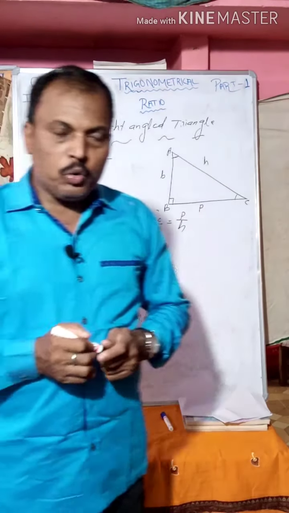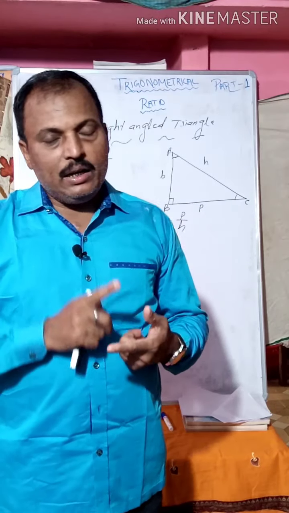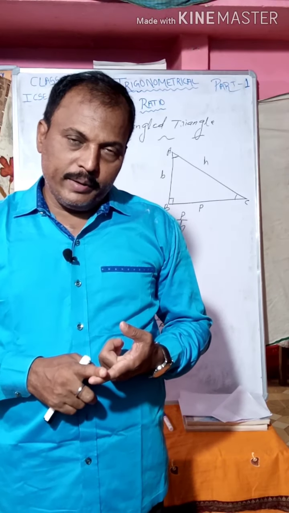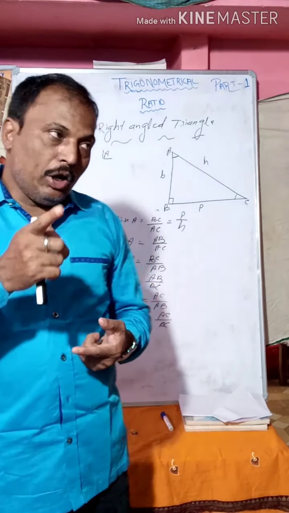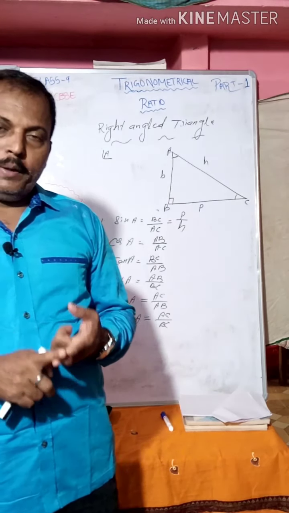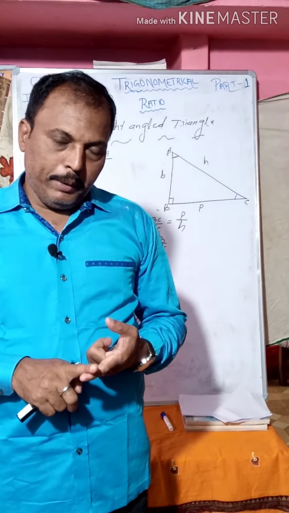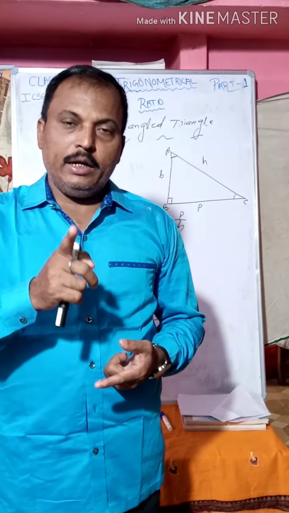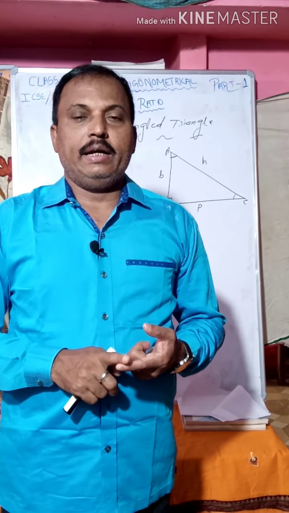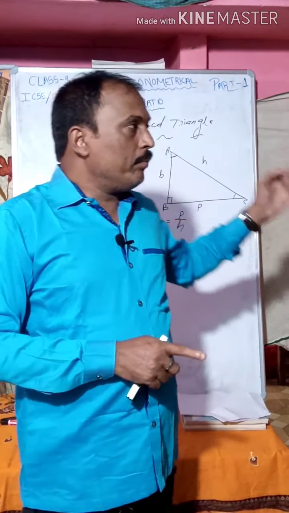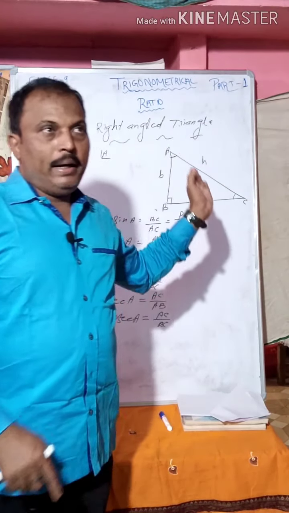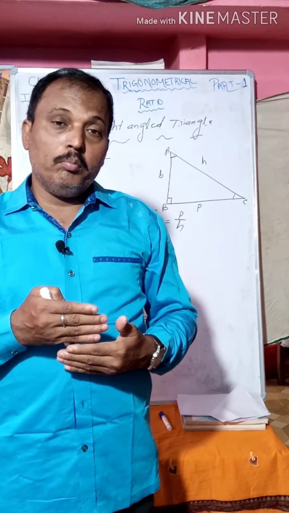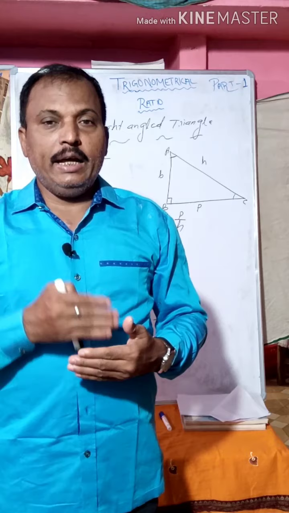You should only remember which angle we take as theta, and we will find out the trigonometrical ratios. The side opposite to that angle is the perpendicular, the other side is the base, and the hypotenuse is always the side opposite to the right angle. So I hope you understand. By taking these ratios, we will solve many more problems and find many more things.